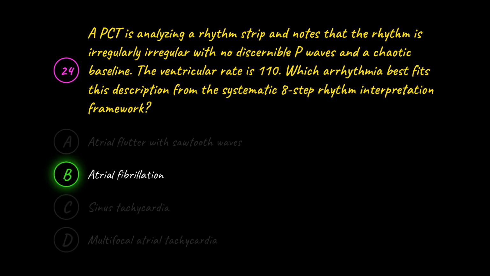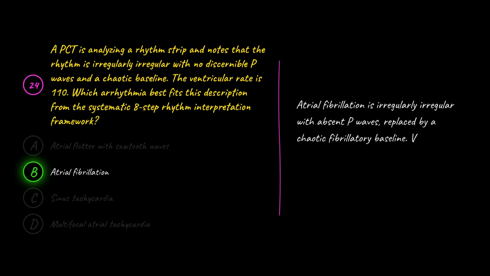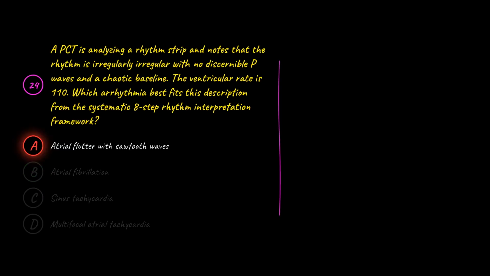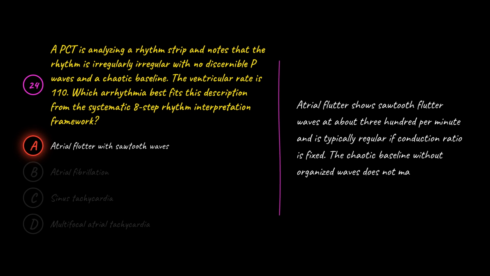The correct answer is B. Atrial fibrillation. B is correct because atrial fibrillation is irregularly irregular with absent P waves, replaced by a chaotic fibrillatory baseline. Ventricular rates vary from 60 to 170. This pattern is the classic description of AFib. A is wrong because atrial flutter shows sawtooth flutter waves at about 300 per minute and is typically regular if conduction ratio is fixed. The chaotic baseline without organized waves does not match the flutter pattern described in the stem.